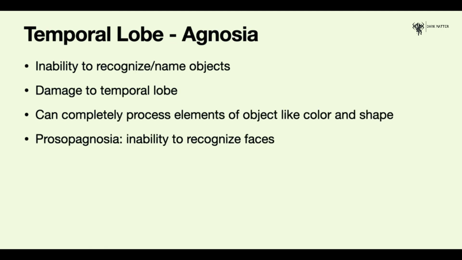Now, the last example I wanted to give is of temporal lobe damage, and it is called agnosia, and this is the inability to recognize or name objects, and it is due to damage to the temporal lobe since it's responsible for object recognition. Now, people with agnosia are able to process the details of an object, like its color and shape, so they're completely able to describe it or even draw it, but they're unable to recognize it and link it to a certain name or category. Now, a specific type of agnosia is prosopagnosia, and it is the inability to recognize faces, specifically.